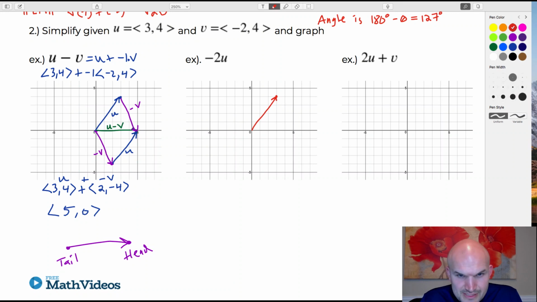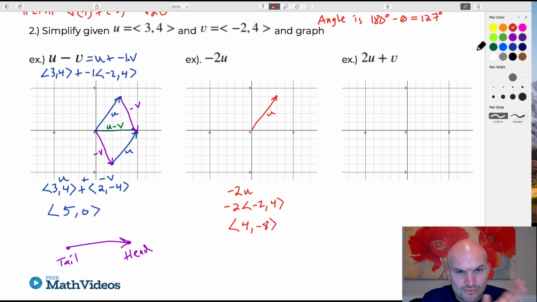I'm not going to have enough space here. But there's u. All right, now that's my vector u. So if I wanted to do negative 2u, that's going to be negative 2 times the vector negative 2 comma 4. And when you have a multiple outside a vector, you're basically just distributing that to give you 4 comma negative 8.